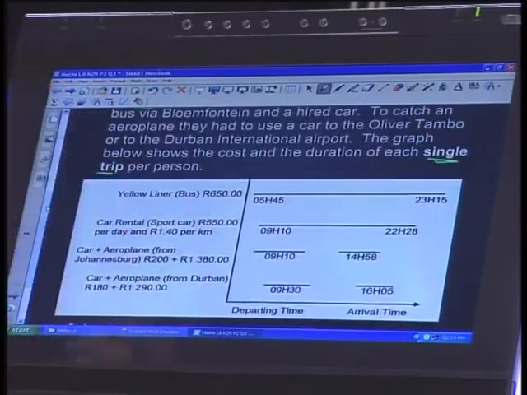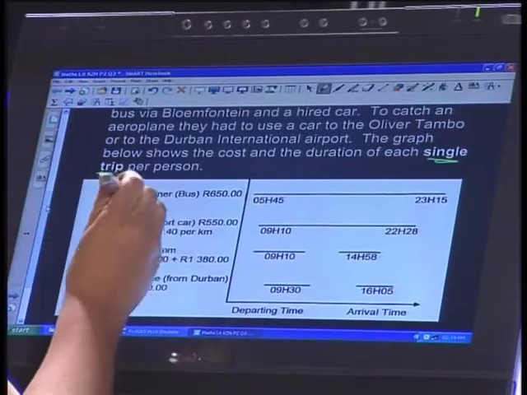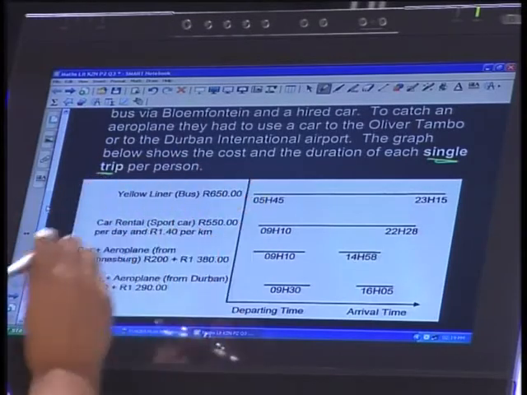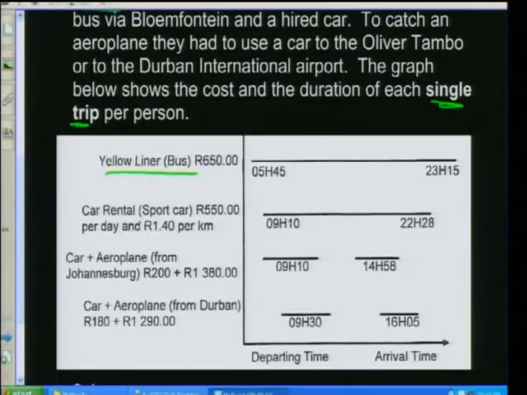This graph that they've given us, well, let's analyze the graph. We've got the 4 different modes of transport going down this column, and then we've got a time schedule. So the yellow line, that's a bus, cost of 650 Rand. Remember, that was a single trip per person. Car rental, that's if they hire a sports car, and you've got your price. Car and aeroplane from Joburg, car and aeroplane from Durban. And then I want to look at our times.